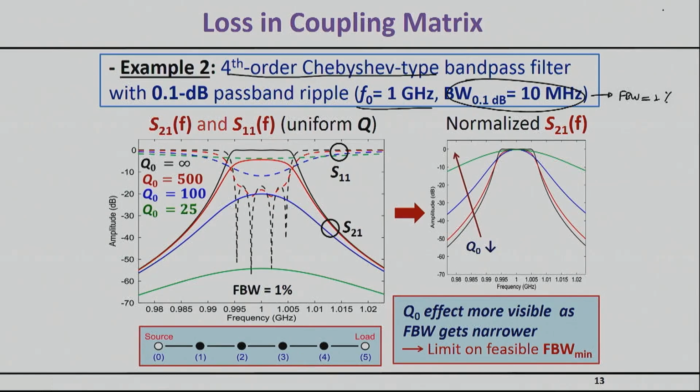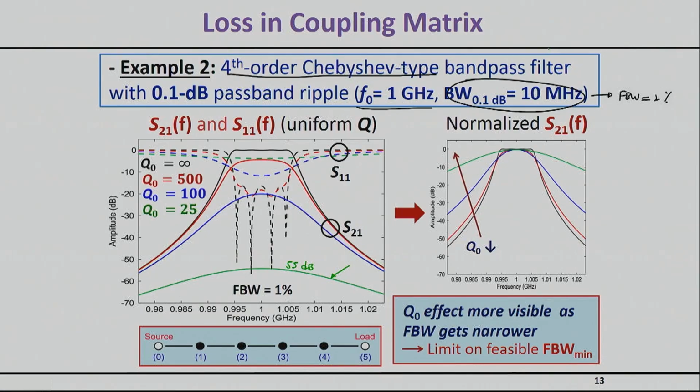For example, look at now the green line that represents the Q of 25. Before we had about 10 dB. Now we have about 55 dB of insertion loss. Practically, the filter is non-existent. It doesn't make any sense except that it attenuates things.